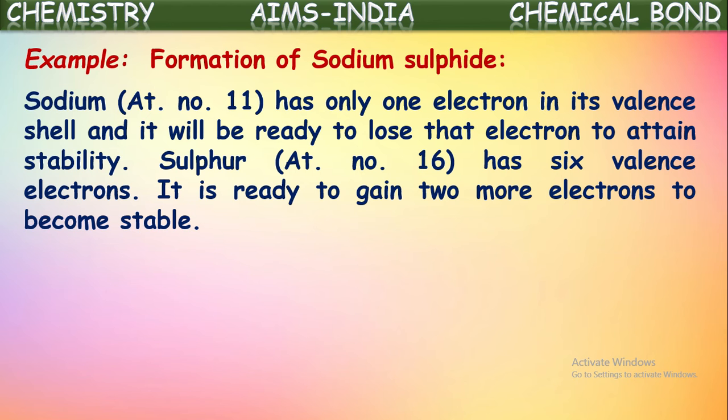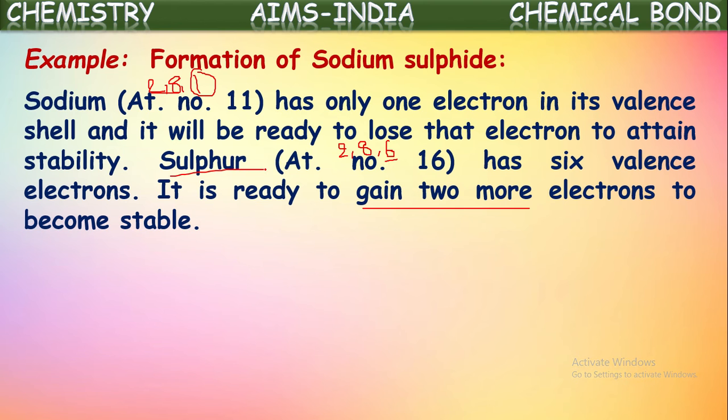In the case of sulfur, we know sulfur atomic number is 16 and it has configuration 2, 8, 6. So for sodium, 2, 8, 1, it has only one electron. It is ready to lose one electron, and thus it can become stable with 2, 8 configuration. For sulfur, its configuration is 2, 8, 6. It means it has 6 valence electrons. So as it has 6 valence electrons, it is ready to gain 2 more electrons. By that, it becomes 2, 8, 8 configuration, and thus sulfur becomes stable.